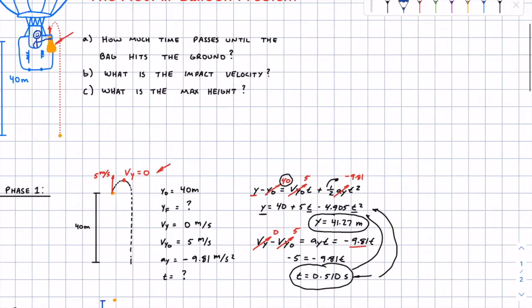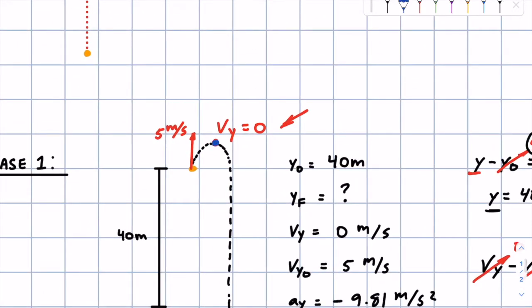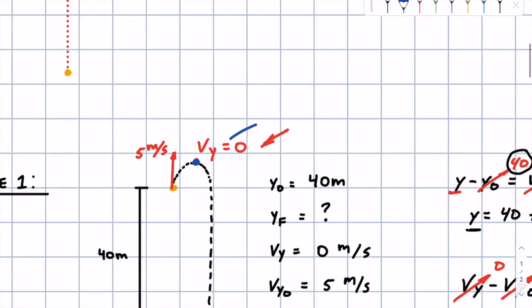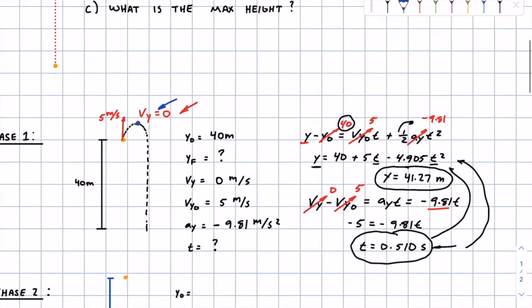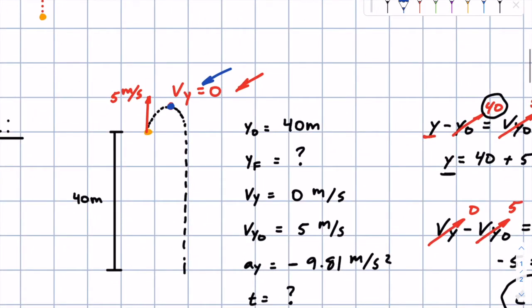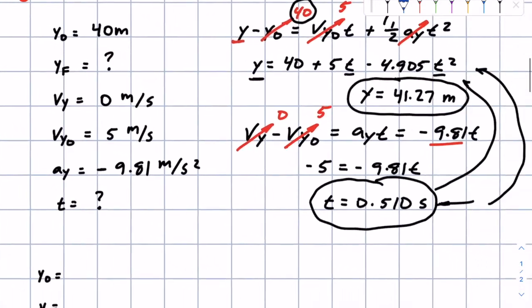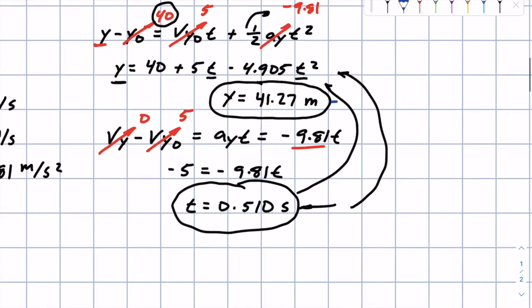Now, it turns out that's one of the questions that they asked us. They said, what is the max height? Well, that is the max height. The max height is where the velocity is equal to 0, and that's what we just told our equations to do. We told our equations that our object is stopped at this instant, and that allows us to get the answer of 41.27 meters, which is actually the max height.